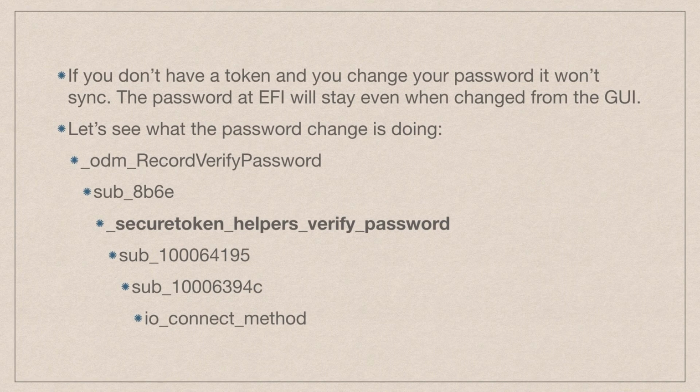So if we look at what's going on, when you do a password change, it calls this ODM record verify password, which basically just checks to make sure your password is valid. Then it sends it through that sub 8B6E, which is basically pre-processing the input, and then throws it into the SecureToken helper's verify password function. Basically, this function either says, oh great, you got a secure token, I'm going to unwrap your current key encryption key and rewrap it with a new password, or, in the case of not having a valid token, it will try to fix your user, and when it can't do that, it just gives up and says, fine, I'll change the password I can and leave the other one without telling you. So that's always cool.